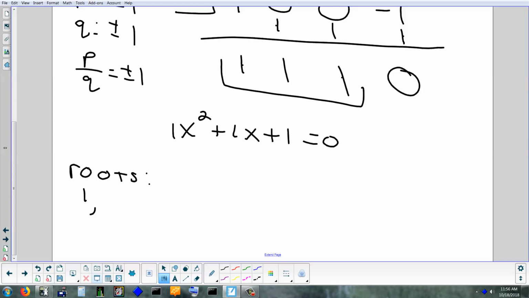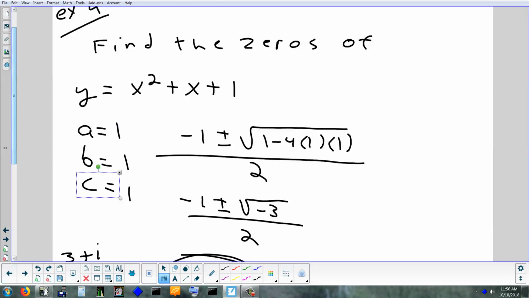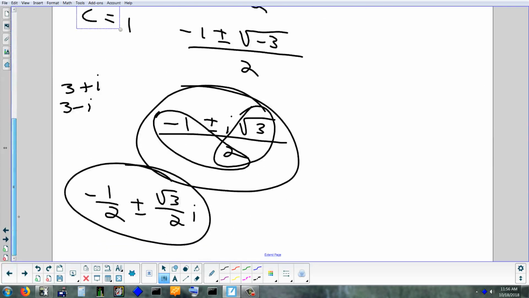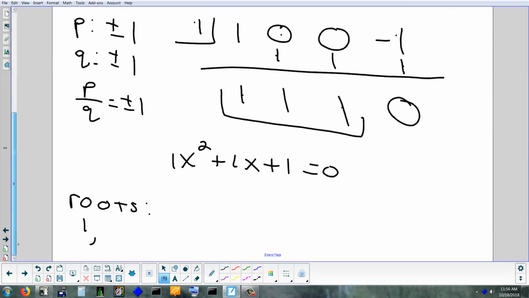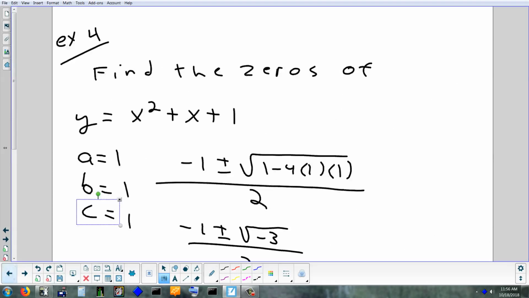Quadratic formula. Wait a minute. 1, 1, 1. We already solved it. So at this point, you would now do what we did right here. Solve that equation, use the quadratic formula, and you get the answers -1/2 plus or minus root 3 over 2i. Those are the other two answers. Negative a half, plus or minus root 3 over 2i. So see example 4.